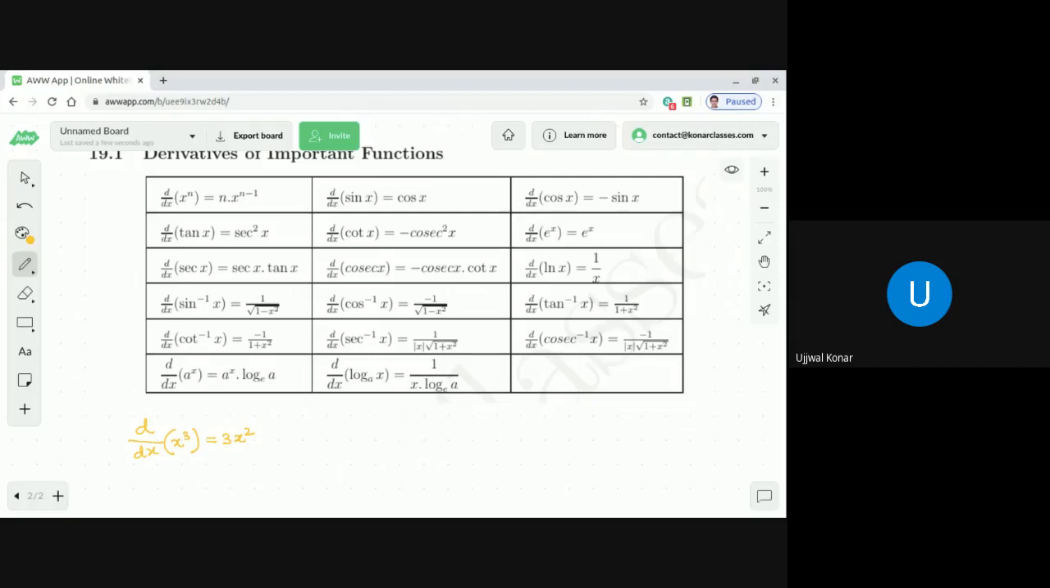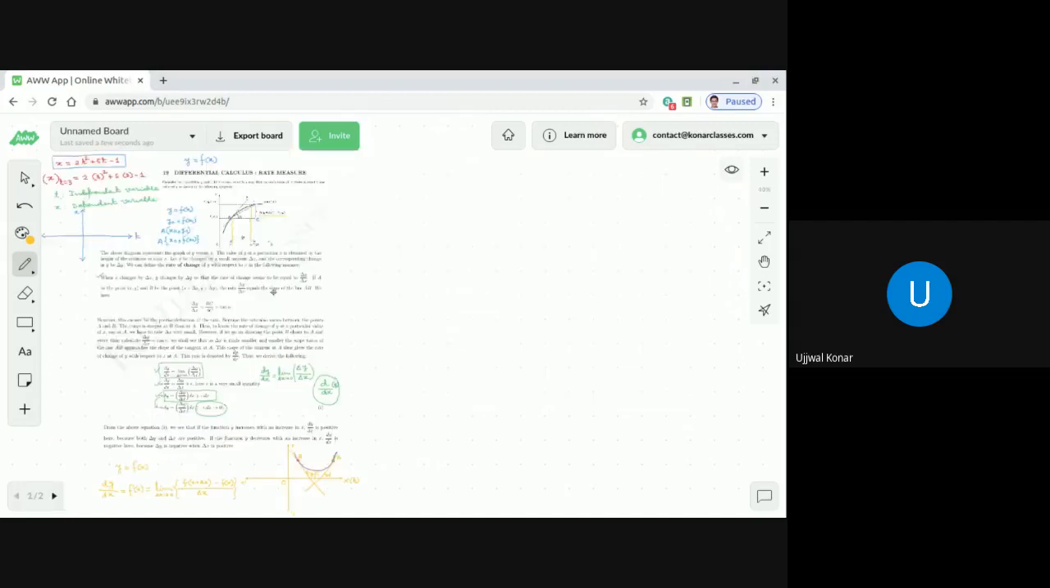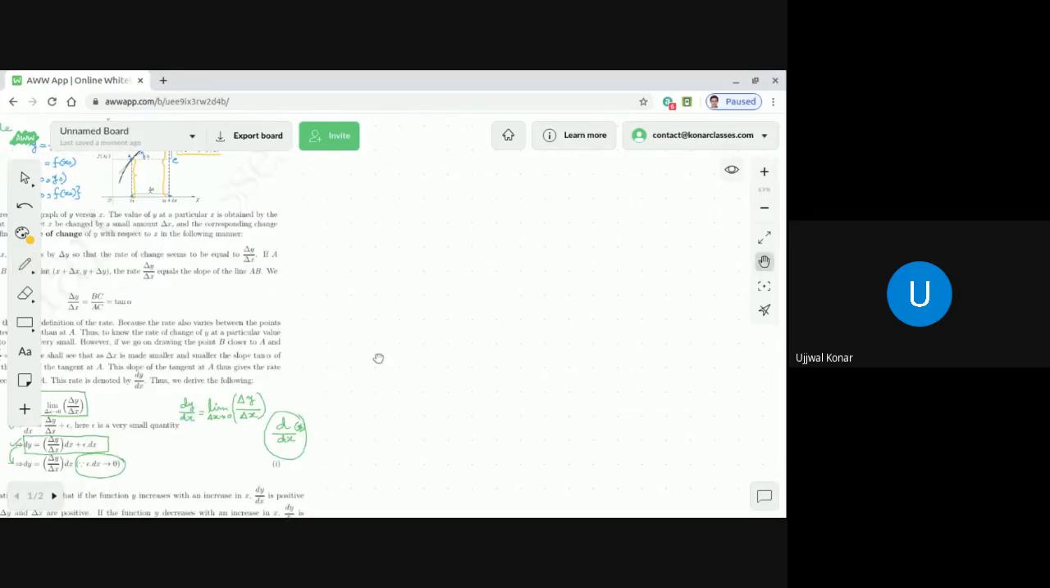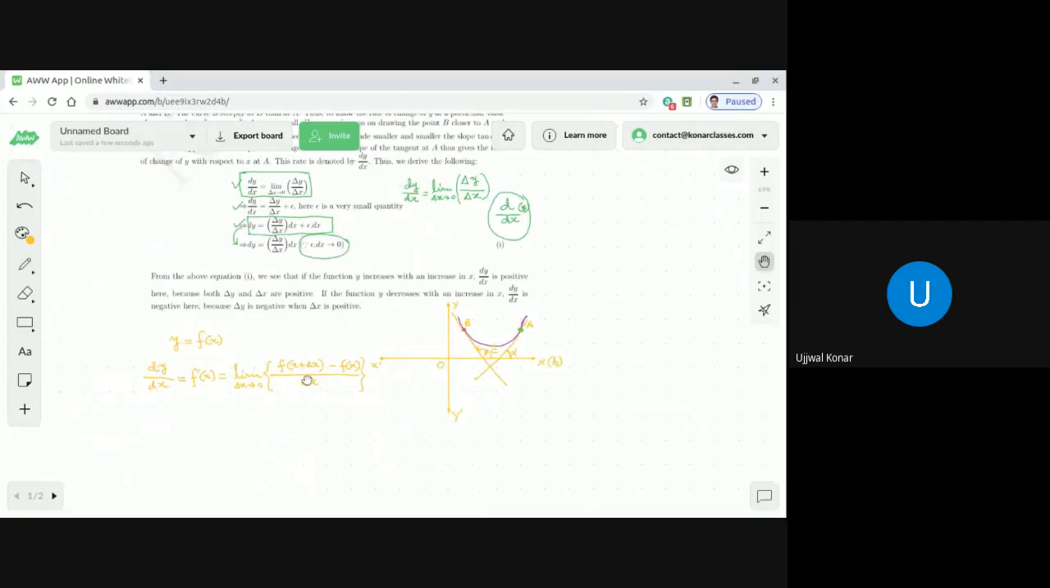You want the formula, but can you prove it? Definitely we can prove it, but this is not the right class for that. Why? Because for that we need to go into more depth about limits and how to find the limit of standard functions. Then we'll compute this. Because we need to find this value: f(x + delta x) minus f(x) by delta x, and its limiting value. So that we are not discussing today.